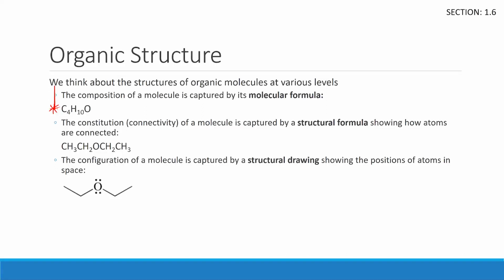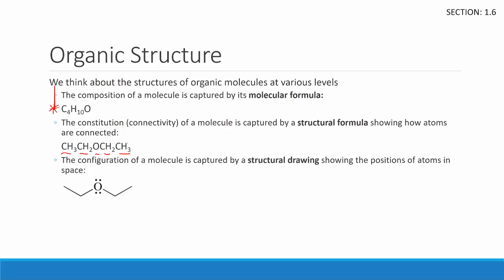Another way we can think about it is through constitution or connectivity of a molecule, which can be captured by something called the structural formula. And this shows how atoms are connected. So here now we've broken apart each of the elements into where they are in the structure. You can see there's a CH3 group next to a CH2 group, next to an oxygen, next to another CH2 group, next to another CH3 group. So again, this just shows the connectivity, but it is still in a formula. There's no actual drawing of bonds included here.